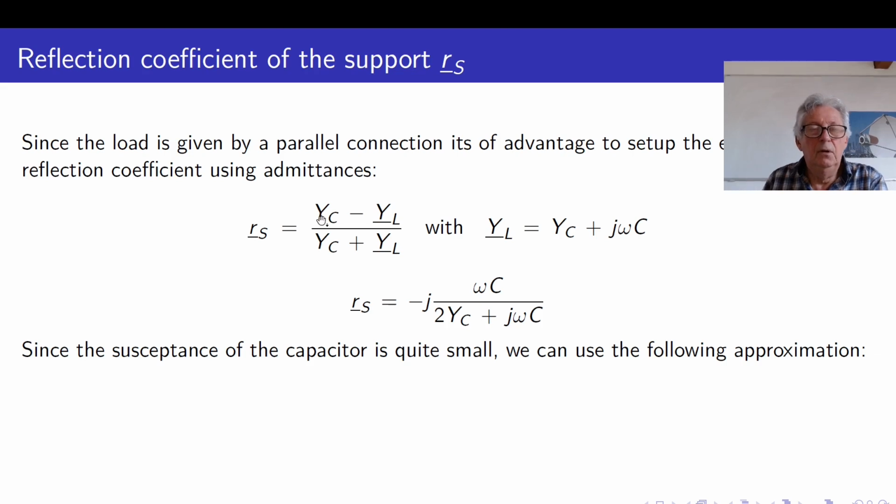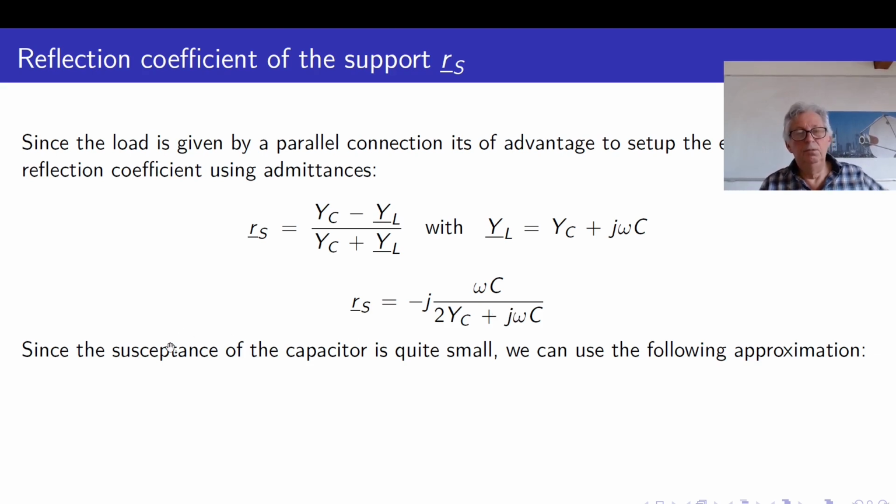We have the characteristic admittance of the transmission line minus YL divided by the characteristic admittance plus YL, and the load admittance is now given as the parallel connection of the characteristic admittance of the transmission line plus j omega C. And if you insert this equation here, then you end up with RS. According to this, we have minus j omega C divided by 2 YC plus j omega C.